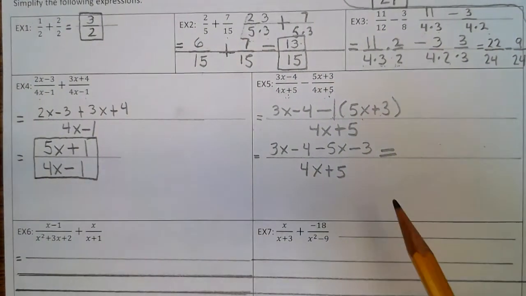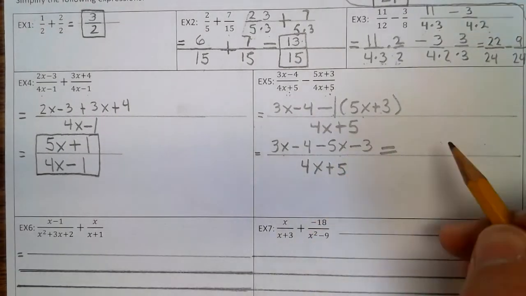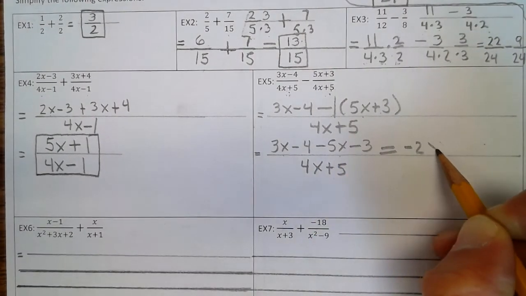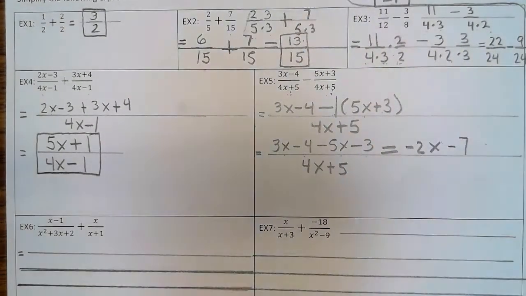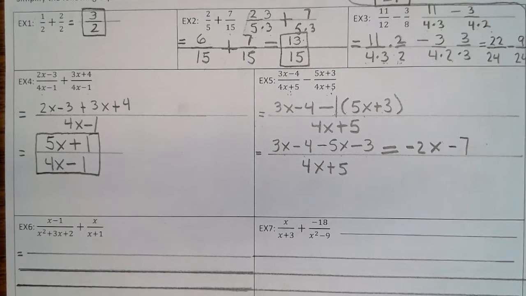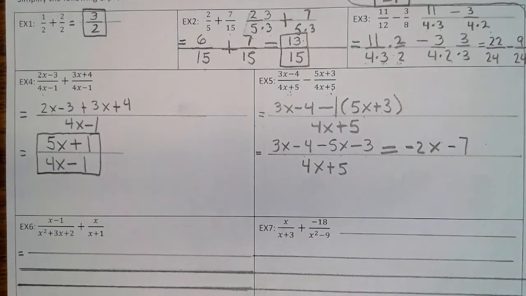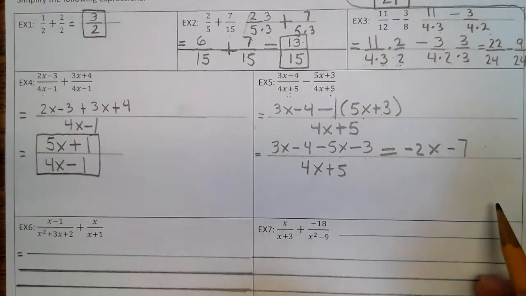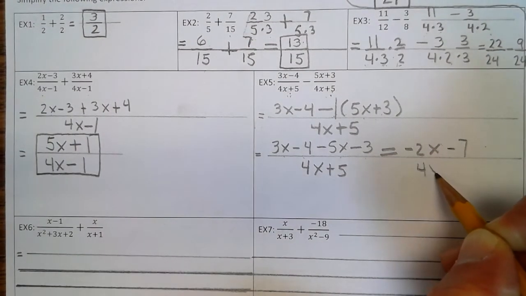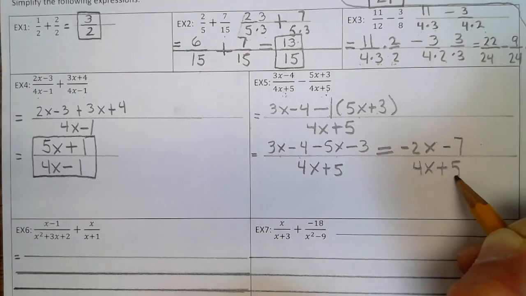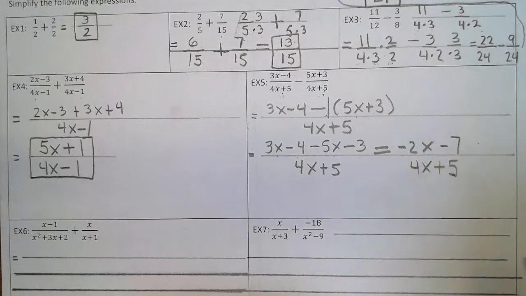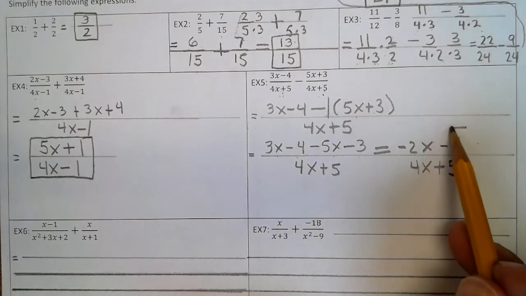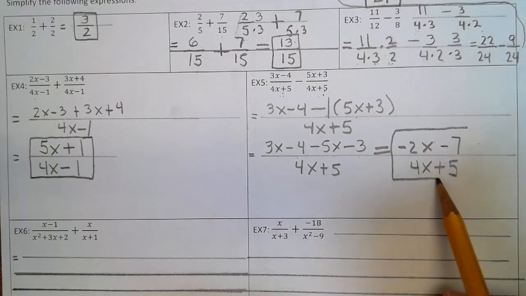So now we simplify the numerator. 3x minus 5x is negative 2x. And then negative 4 minus 3 is a negative 7, divided by 4x plus 5. And you can't factor anything from the numerator or denominator. I mean, we can factor out negative 1, but it's not going to make a difference. So we're done with negative 2x minus 7 over 4x plus 5.